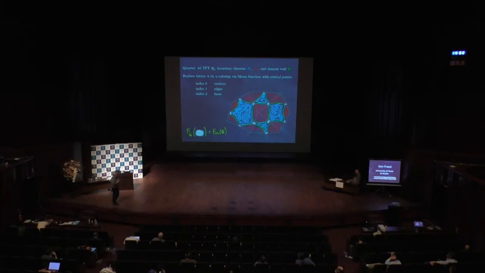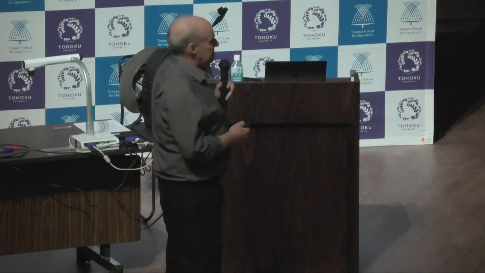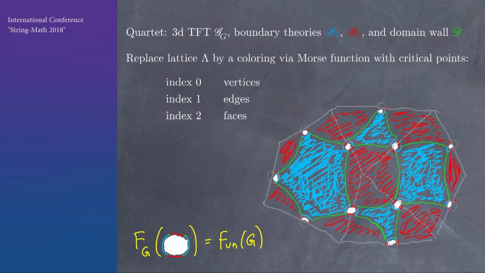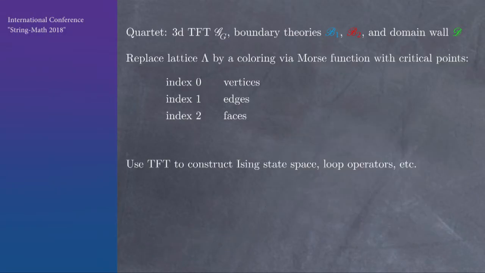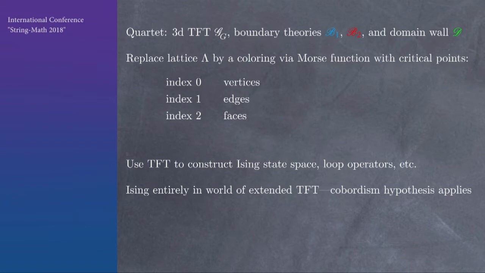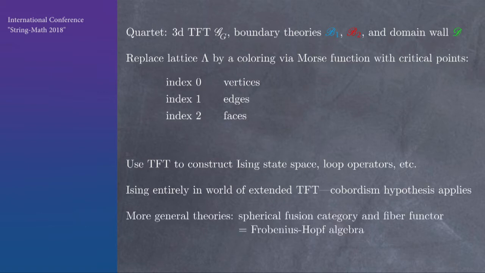So in other words, we can write the Ising partition function completely as a part of topological field theory, once we use this idea of an extended field theory and these boundary theories and domain walls. Okay. So we can also construct loop operators and so on. So in fact, we could do this in higher dimensions. So in other words, it lives entirely in this world of extended topological field theories where we have this powerful cobordism hypothesis, and in fact, more powerful versions that use these boundary theories and domain walls and so on, singularities.